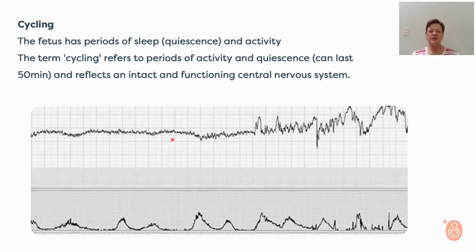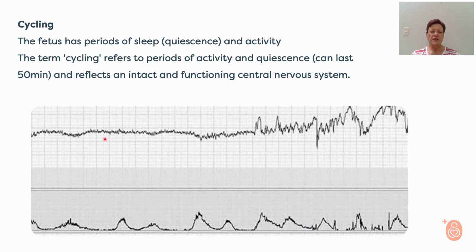And like you can see on this graph, in the periods of quiescence, there's very little interaction between the sympathetic and the parasympathetic nervous system. And that causes a decrease of baseline variability, as you can see here. Then the fetus wakes up, and then there are fetal movements, there's variability, there are accelerations, etc., and now the fetus is wide awake.